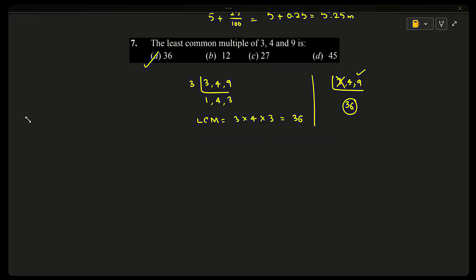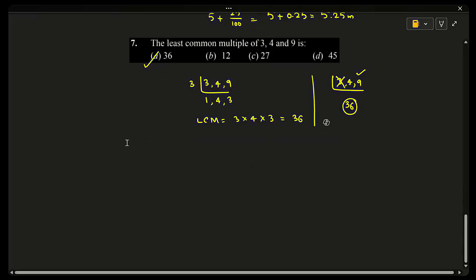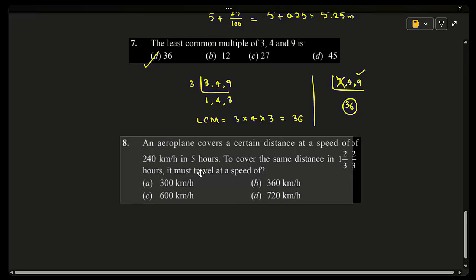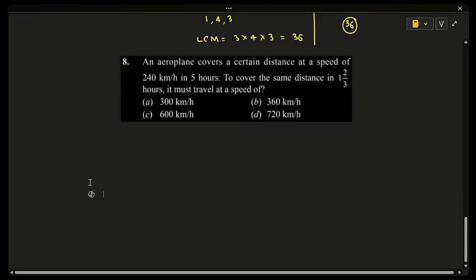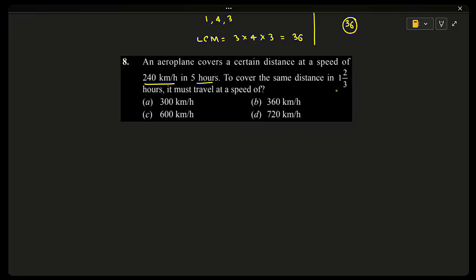Eighth question. An aeroplane covers a certain distance at a speed of 240 kilometers per hour in 5 hours. To cover the same distance in 1 2 by 3 hours, it must travel at a speed of. So we can answer it easily. Let's write here the speed and here the time. To travel a certain distance with 240 kilometers per hour speed, it is taking 5 hours time.